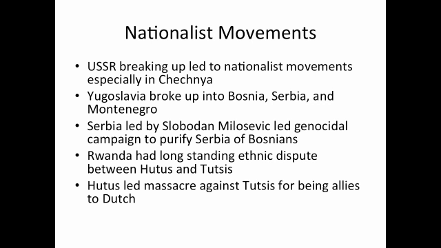In developing countries, there were nationalist movements. When the USSR broke up, there were nationalist movements in a place south of the USSR called Chechnya. Also, Yugoslavia broke up into three countries: Bosnia, Serbia, and Montenegro. Serbia was led by Slobodan Milosevic, who led a genocidal campaign to purify Serbia of all Bosnians. In Rwanda, there was a long-standing ethnic dispute between Hutus and Tutsis. The Hutus led a massacre against the Tutsis because the Tutsis had once been allies to the Dutch, who had colonized Rwanda in the 1950s and 1960s.